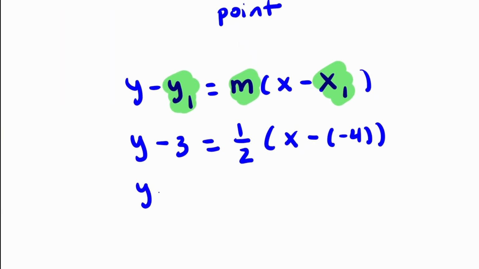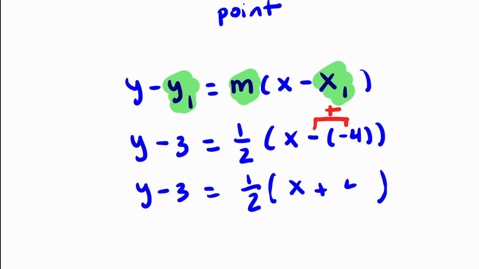Alright, so I have y minus 3, which is equal to 1/2. Now I'm going to look inside of the parentheses here. I have a negative times a negative, which becomes a positive. So I have 1/2 times the quantity x plus 4.